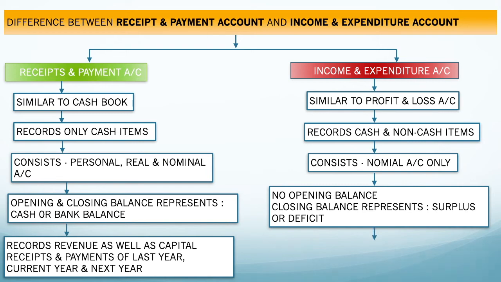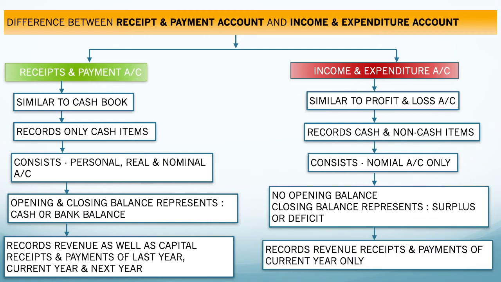But the income and expenditure account will specifically record only revenue receipts and payments, and that also related to the current year, because if we do not record only the current year's items, we will not get the correct amount of surplus or deficit, like a profit and loss account. That is what we followed in the partnership final account. So similar to the profit and loss account, in the income and expenditure account we are going to record only transactions related to the current year, and only nominal account items.